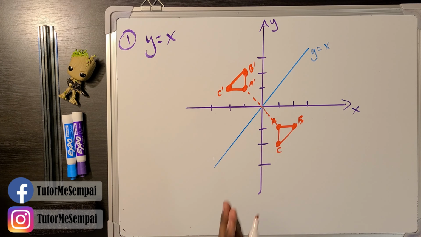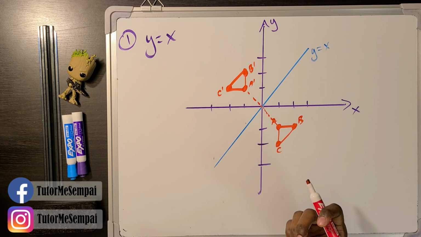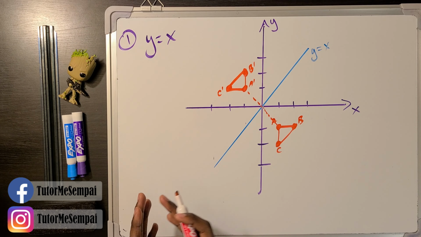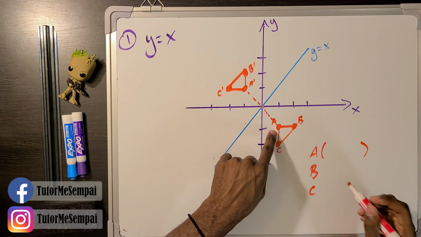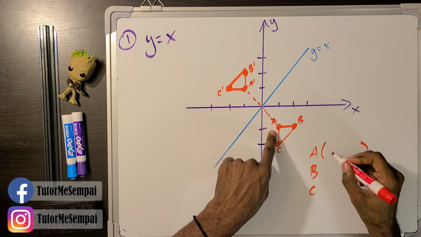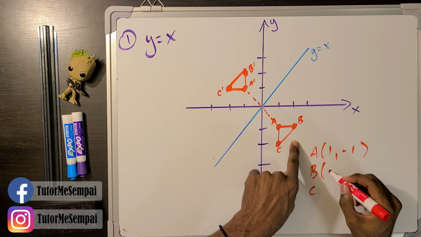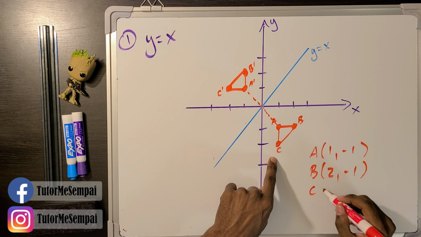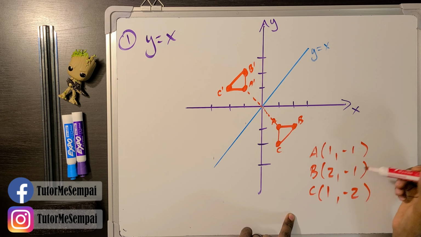So that's great and all, but let's figure out if we have a rule that we can use so that we don't necessarily have to do the two-step process every time. Is there a rule we can take advantage of? Well, let's first start with our points A, B, and C, and then write what A prime, B prime, and C prime were. A was 1, -1. B was 2, -1. C was 1, -2. So this is our A, B, and our C.